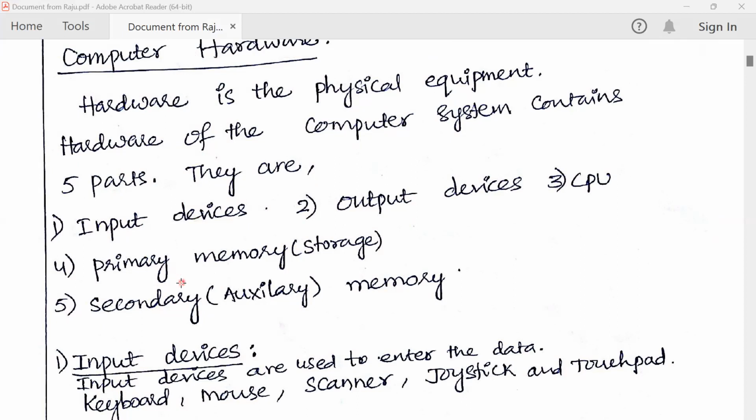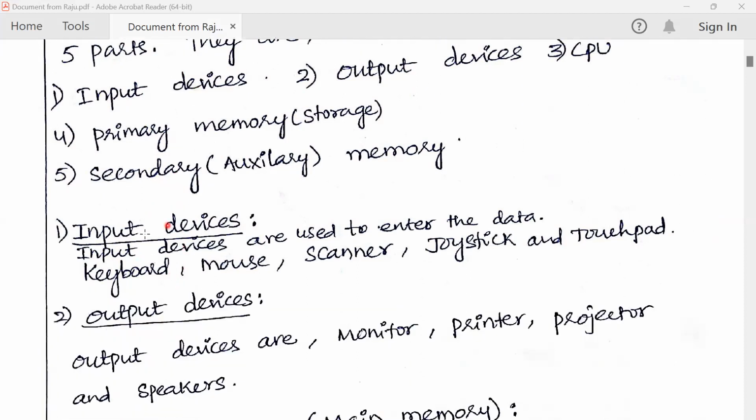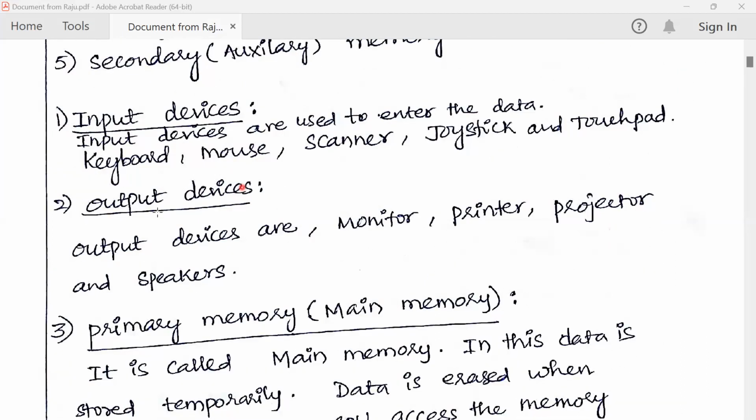Let us see one by one. What are input devices? As we already discussed: keyboard, mouse, scanner, joystick, and touchpad. What are the output devices we have? Output devices are monitors, printers, projectors, and speakers.